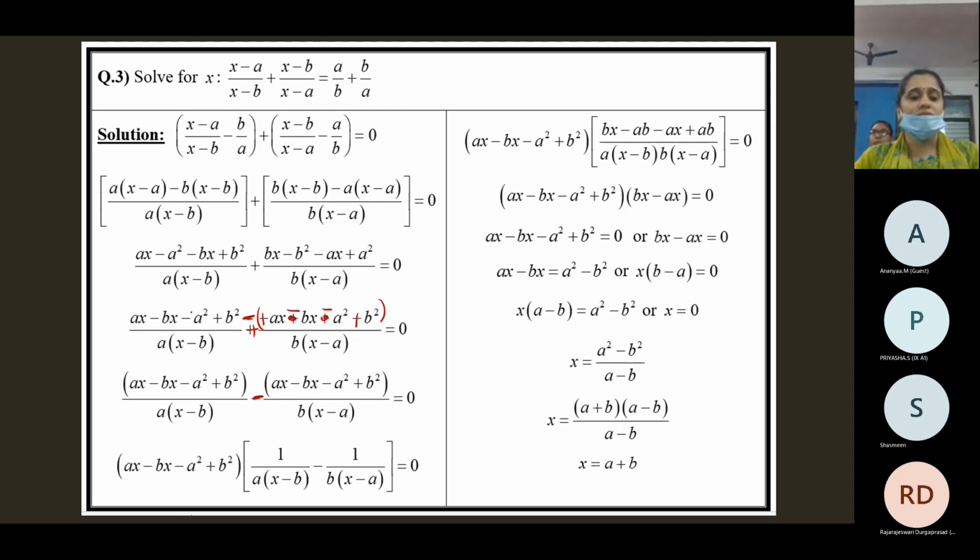The terms in the numerator are the same except for the signs. So what you have to do is take a minus common and write all these terms in a bracket. They all will have the opposite signs inside the bracket. That is the next step. So you can see when this minus comes here, minus into plus is minus.